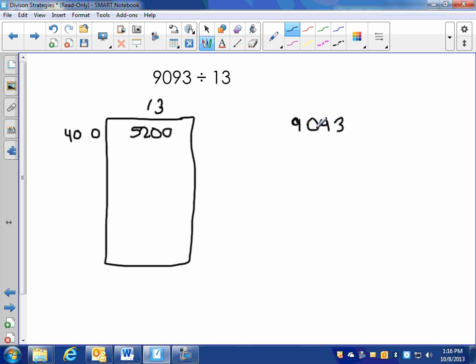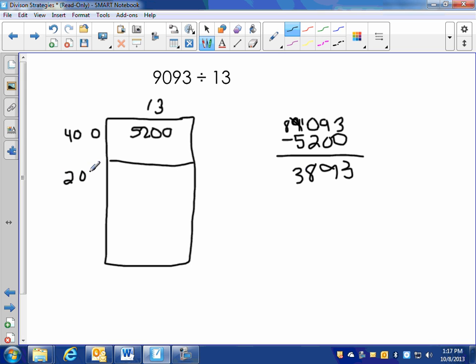So now I can go ahead and subtract 5,200. And this is going to be my first chunk that I'm subtracting. Ooh, that is so messy today. All right. And now I can see that 400 would be too big. So I'm going to go with 200 this time. Because like I said, it's just easy for me to work with.